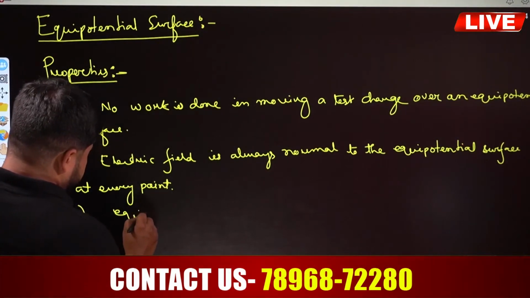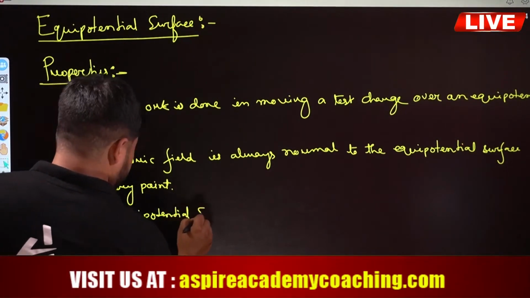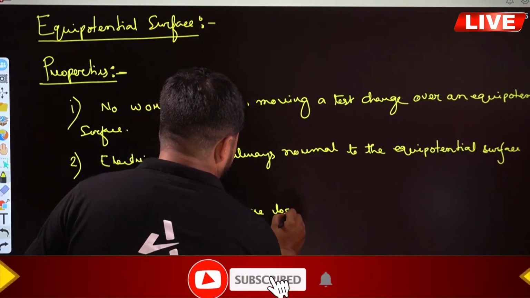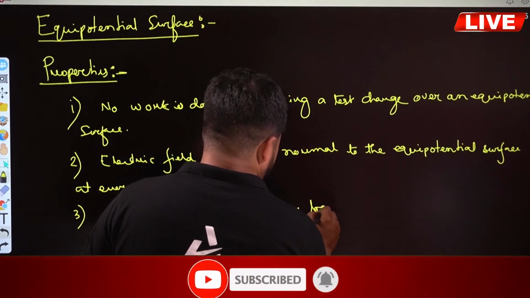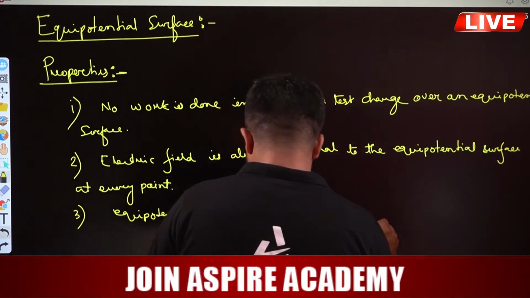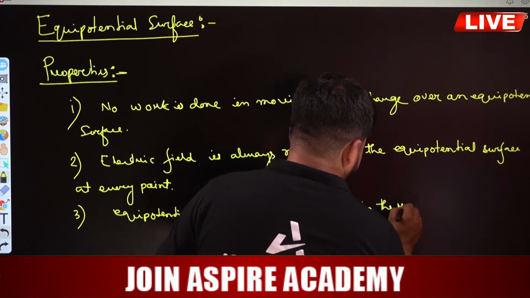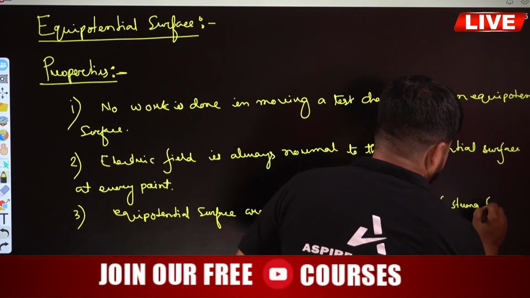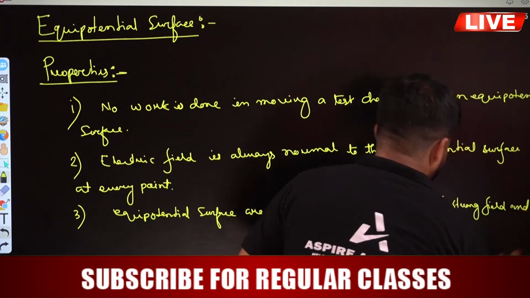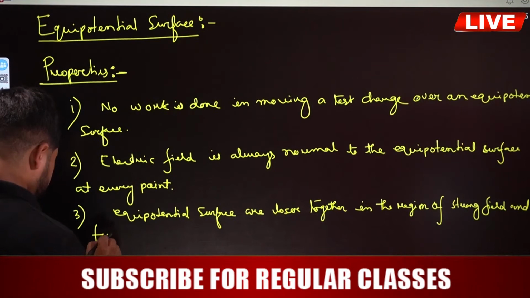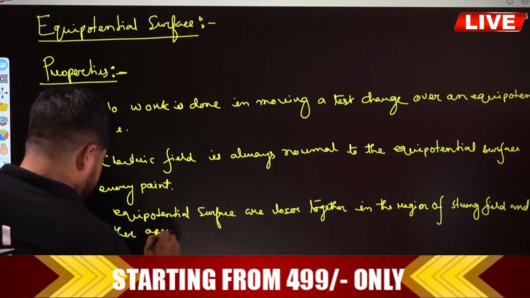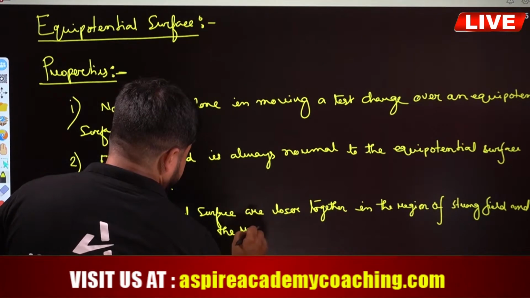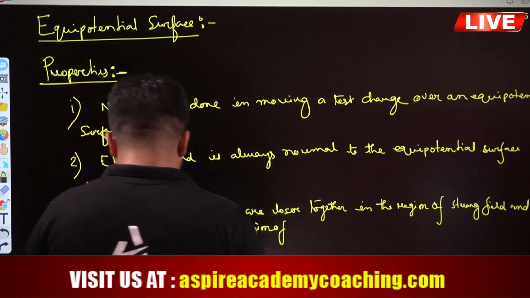Equipotential surfaces are closer together in the region of strong field and further apart in the region of weak field.